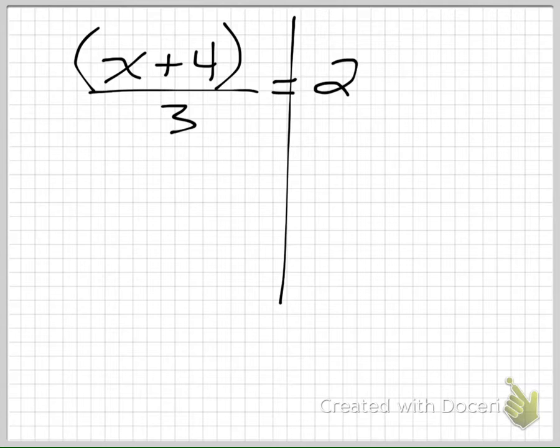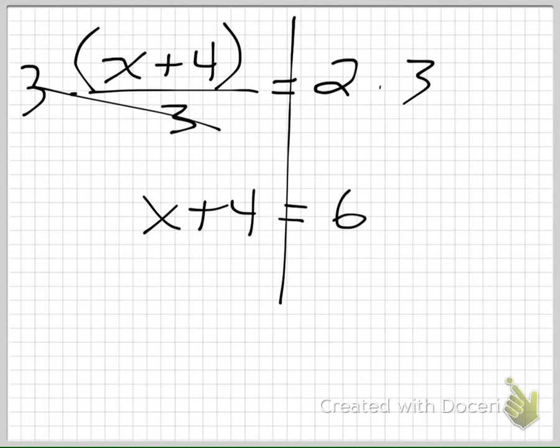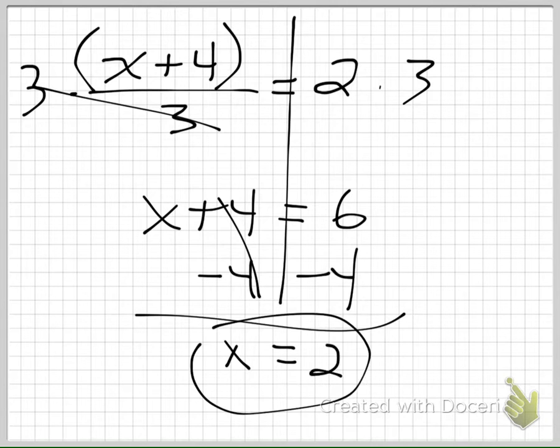So now we're going to go, okay, what do I do now? It's being divided by 3. We multiply by 3, multiply by 3. They're gone. x plus 4 equals 6. Minus 4, minus 4. x equals 2. Does that make sense?